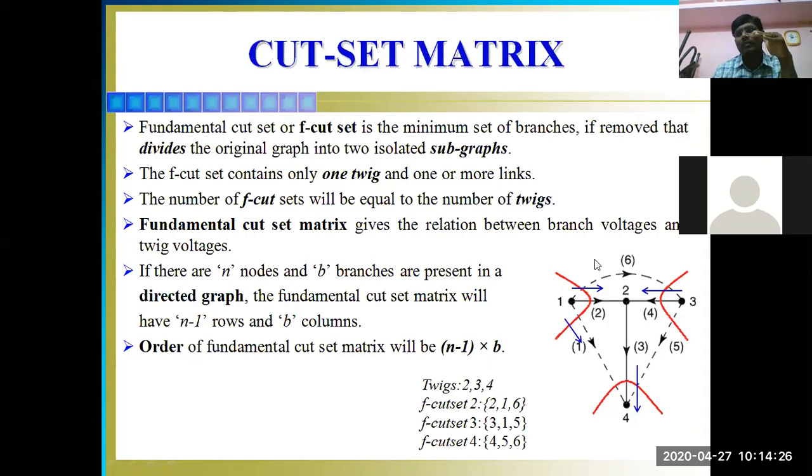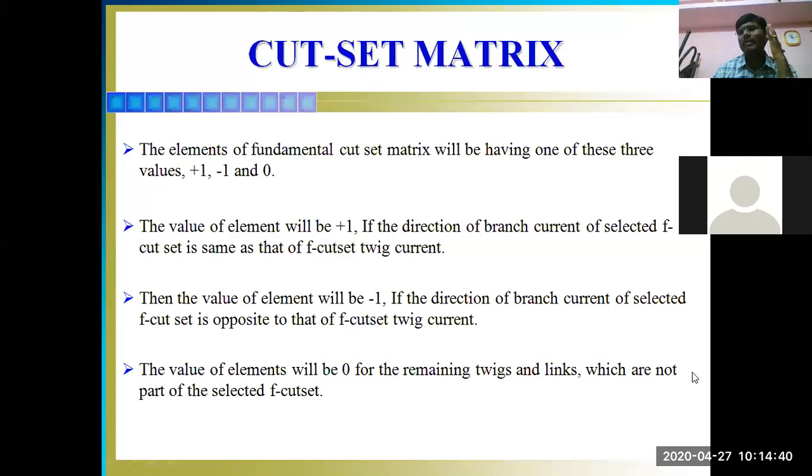So once you form these cut sets, we can easily derive or obtain the matrices. Here also we saw the size of the matrix: n minus 1 by b, that is, n minus 1 rows and b columns. Columns are the same for all matrices, b, where the rows are changing. Here n minus 1, where n is the number of nodes.